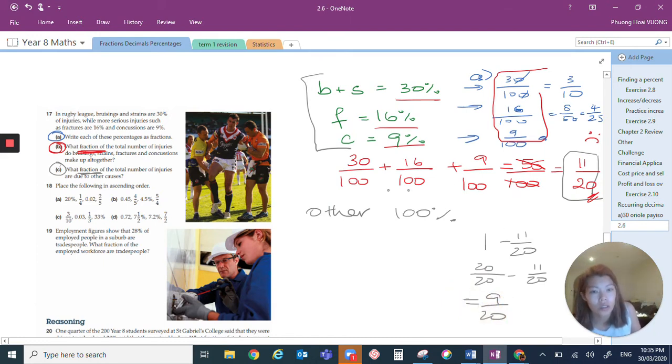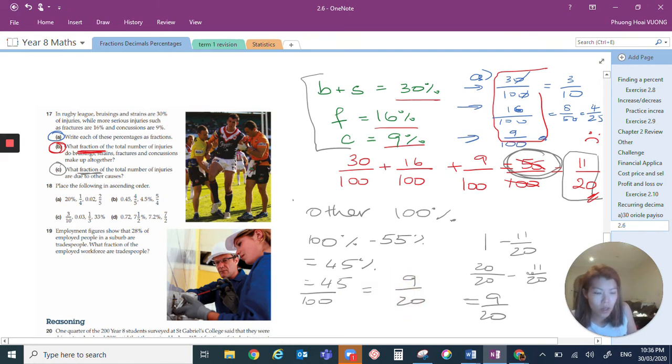If that was too difficult and you were thinking in terms of percentages, well, you know that the total of injuries for this case is 55%. So 100% minus 55% is 45%. And 45% can be written as 45 over 100, which is, when you simplify, 9 over 20. So whichever way you want, this is definitely faster because it's asking as a fraction. And remember, 100% is 1, then minus the other stuff. It gives us the leftover.